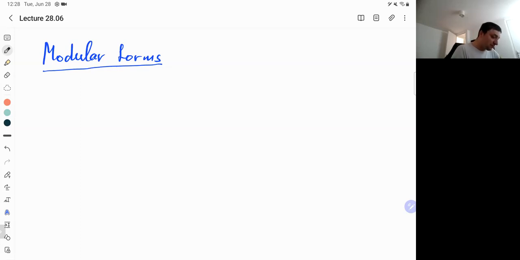Okay, so let me start again from the definition that I gave yesterday at the very end. So before the definition, we're working with functions on the upper half plane.